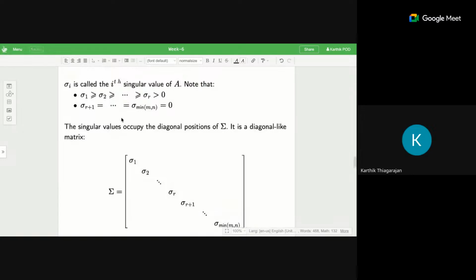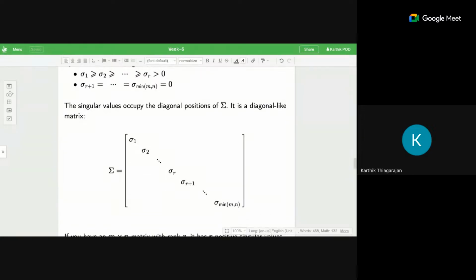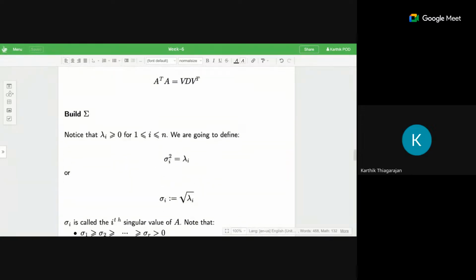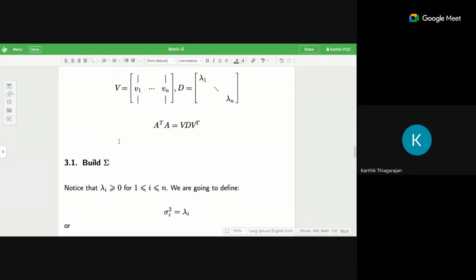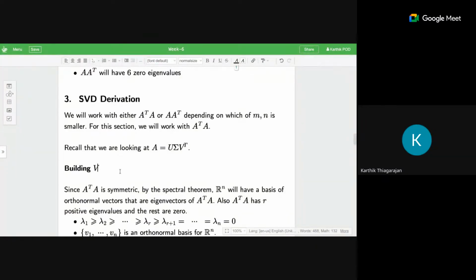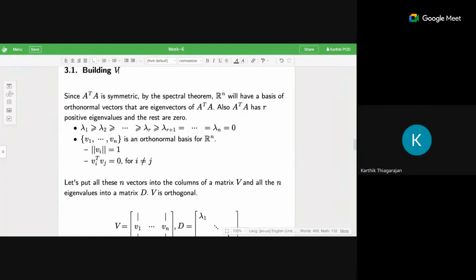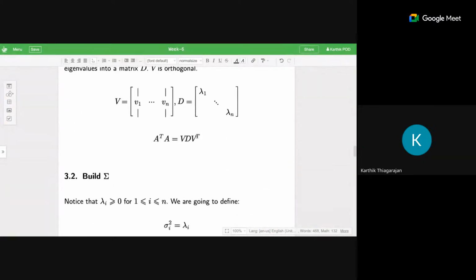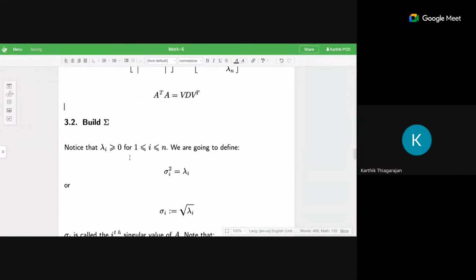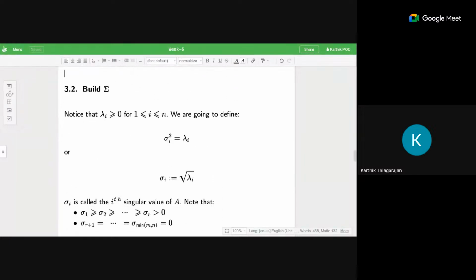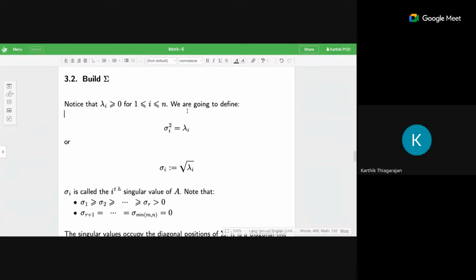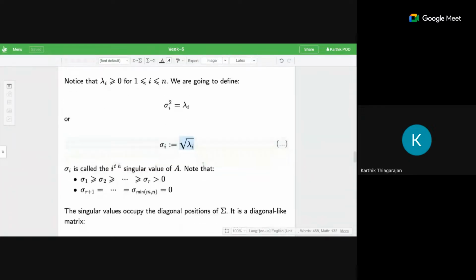So we have built sigma, and this is building V. So V, how did we build it? Just to recap, we took A transpose A and did the eigen decomposition of A transpose A, which gave us V. Now, how do we build sigma? You take the eigenvalues of A transpose A, take the square root of them, and you call them the singular values.